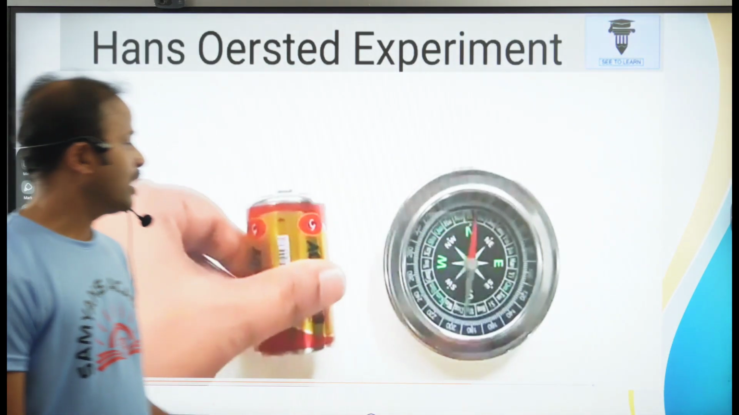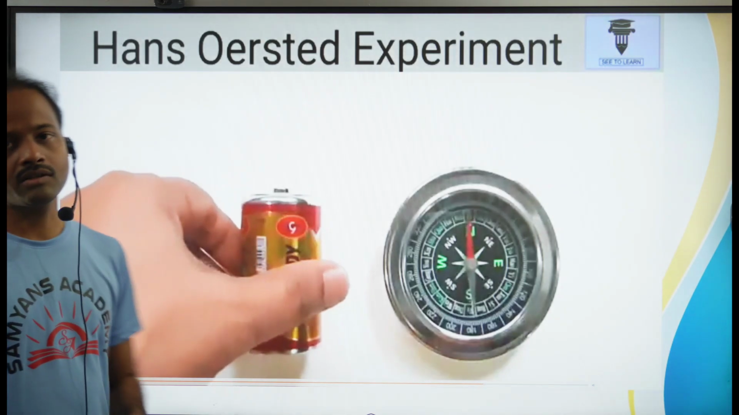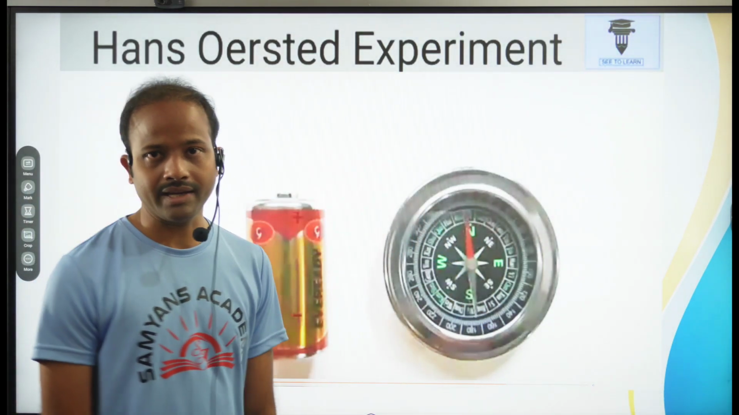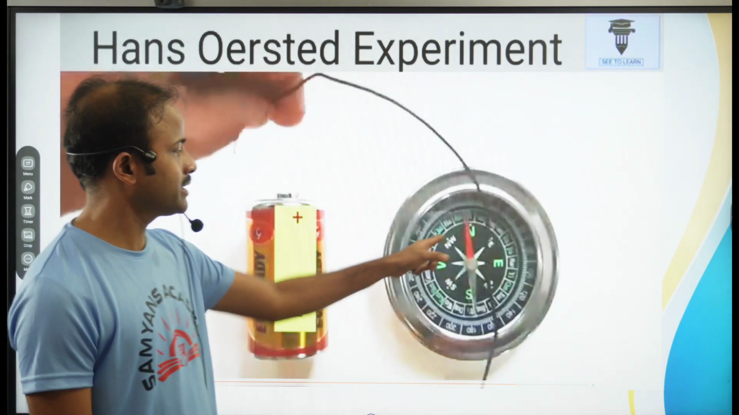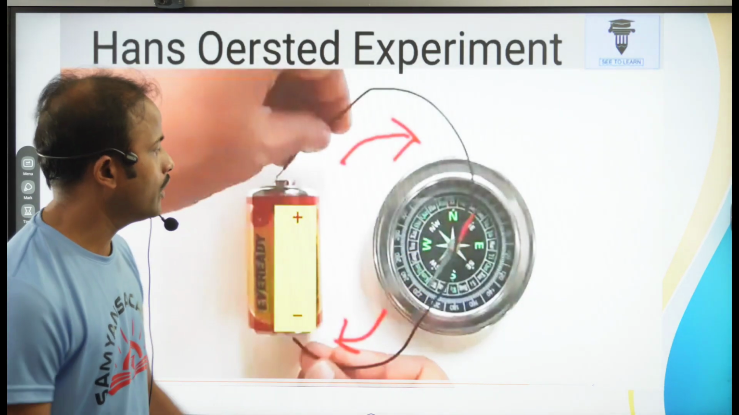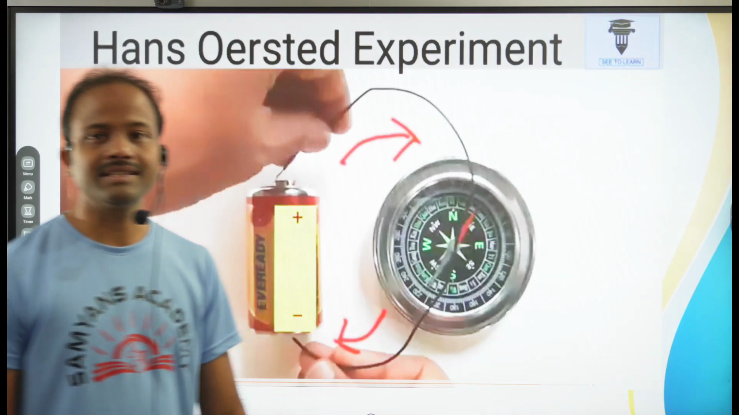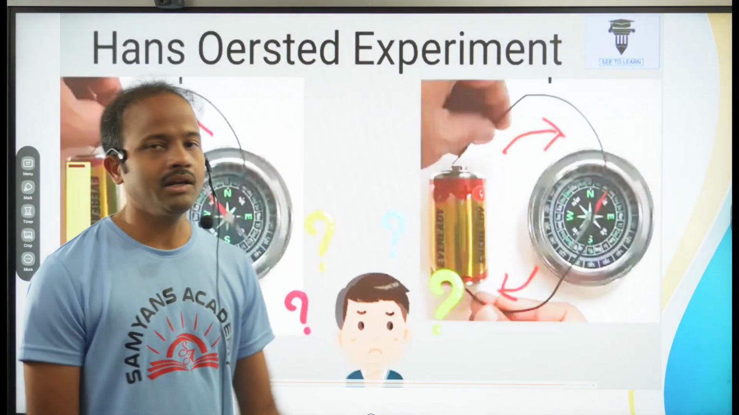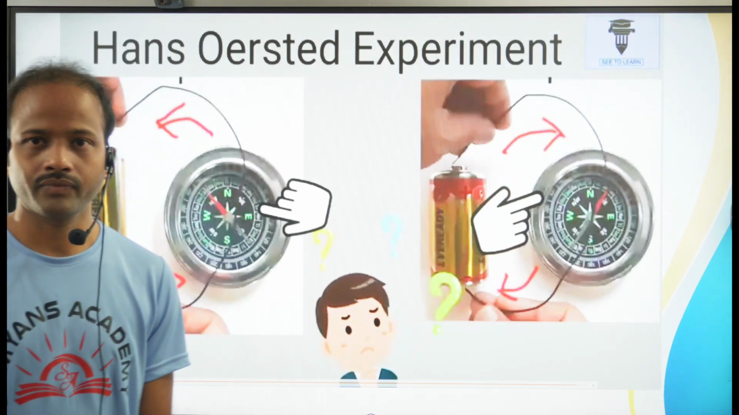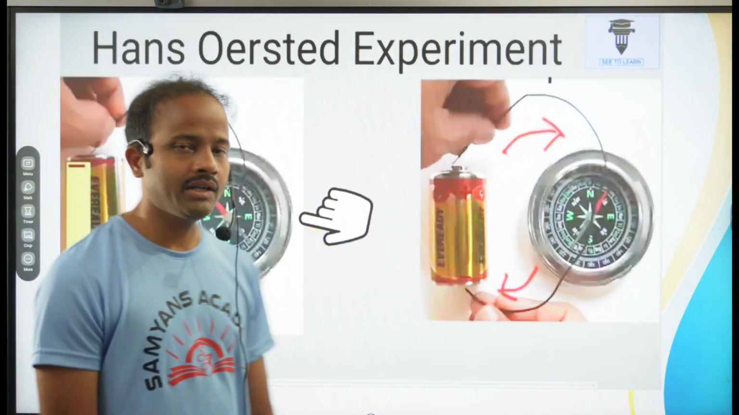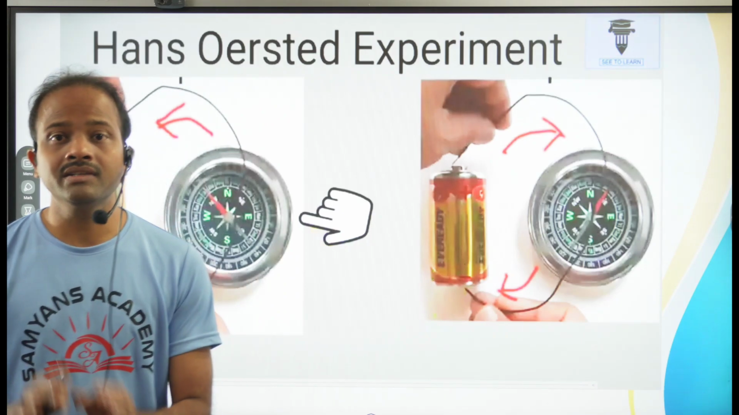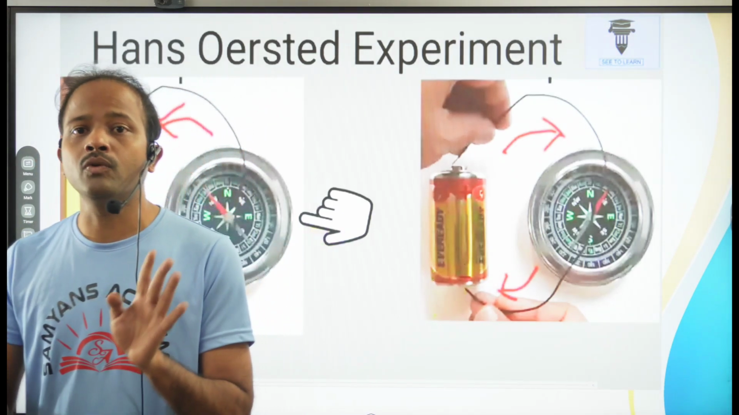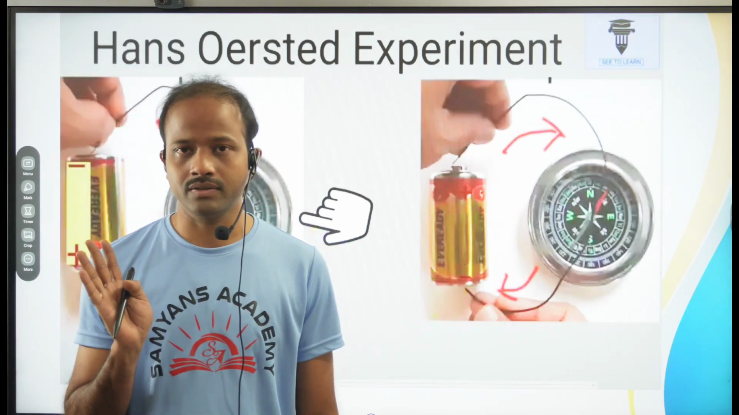Now we are reversing the direction of the current. Now we can observe the deflection in the reverse direction. Previously it was deflected towards the west direction, now it is deflected towards the east direction. Means when you reverse the direction of the current, the magnetic needle deflects in the reverse direction. So from this activity we confirm that whenever there is a magnetic field, at that time only the compass needle gets deflected.